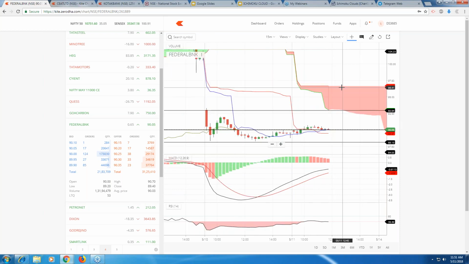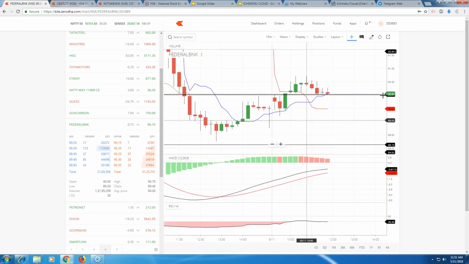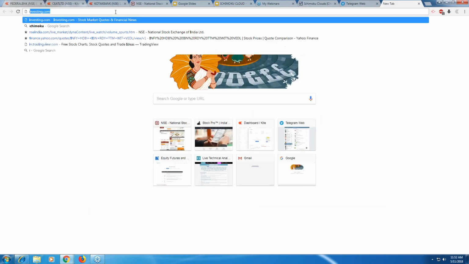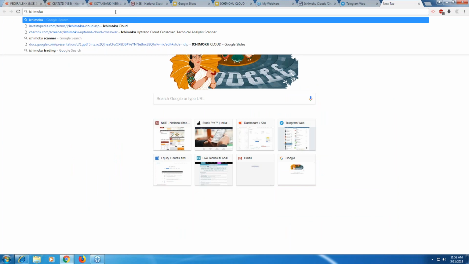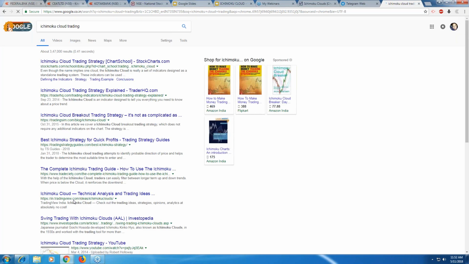All right. So this is about Ichimoku cloud. You will have to practice. You can go to Investopedia also and read about it, just type Ichimoku cloud trading on Google. You can go to various other places also. There is TradingSim, Ichimoku cloud breakout trading strategies. This is also a nice website. It will give you a lot of strategies, so you can go through them.